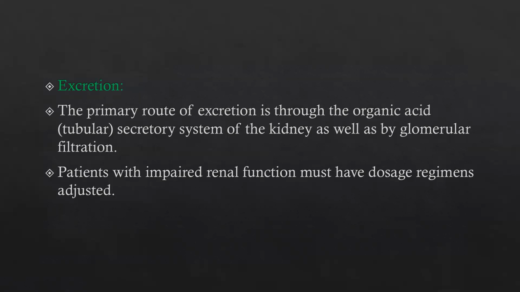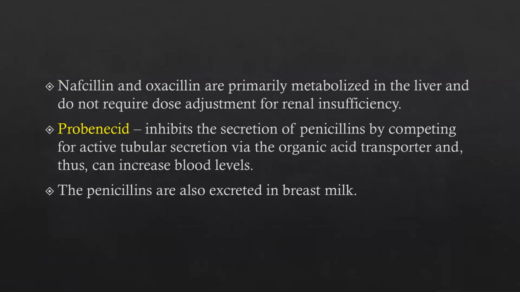So for the excretion, they are primarily extruded renally, specifically through the organic acid tubular secretory system of the kidney, as well as by glomerular filtration. So they are excreted via active tubular secretion and glomerular filtration. That is why for a patient who has impaired renal function, it is a must that the dosage regimen should be adjusted. However, as an exemption, we have nafcillin and oxacillin, which are primarily metabolized in the liver. So no need for those adjustments for patients who have renal insufficiency.